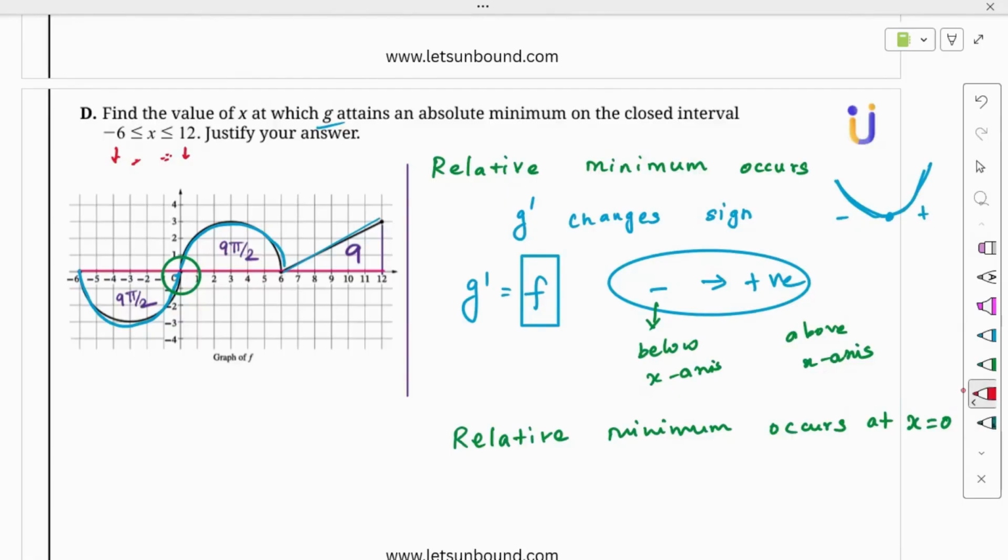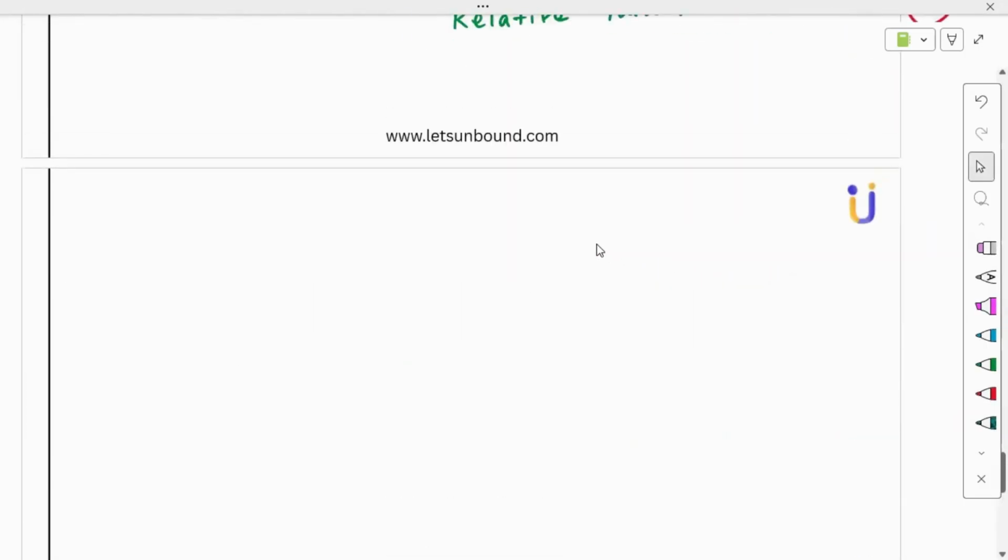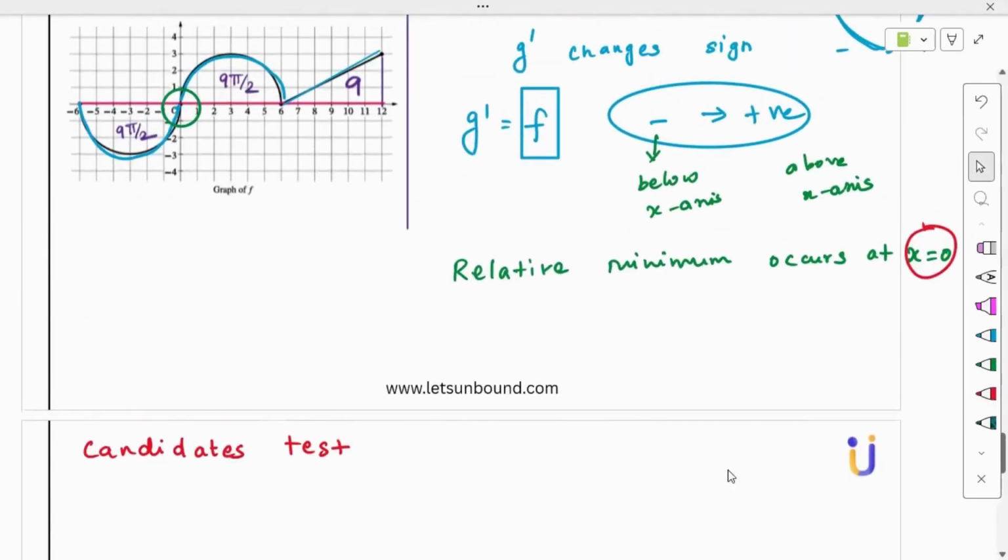Now we need to find the absolute minimum. The relative minimum we will also count. The next step is the candidate test. Let's apply it for the endpoints. So we need to find g of -6, g of 12, and g of 0. If you got two relative minimums, you have to include both in your candidate test.